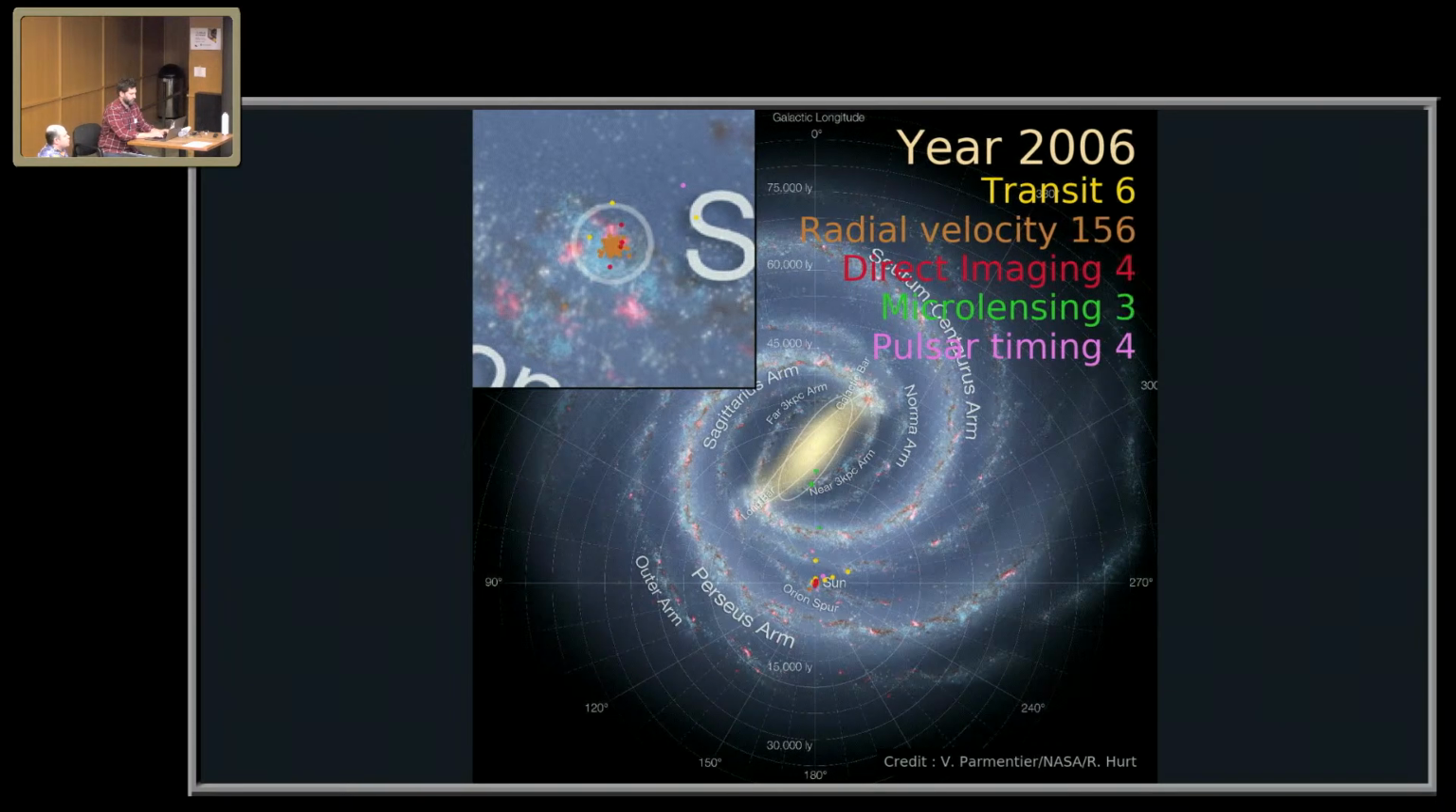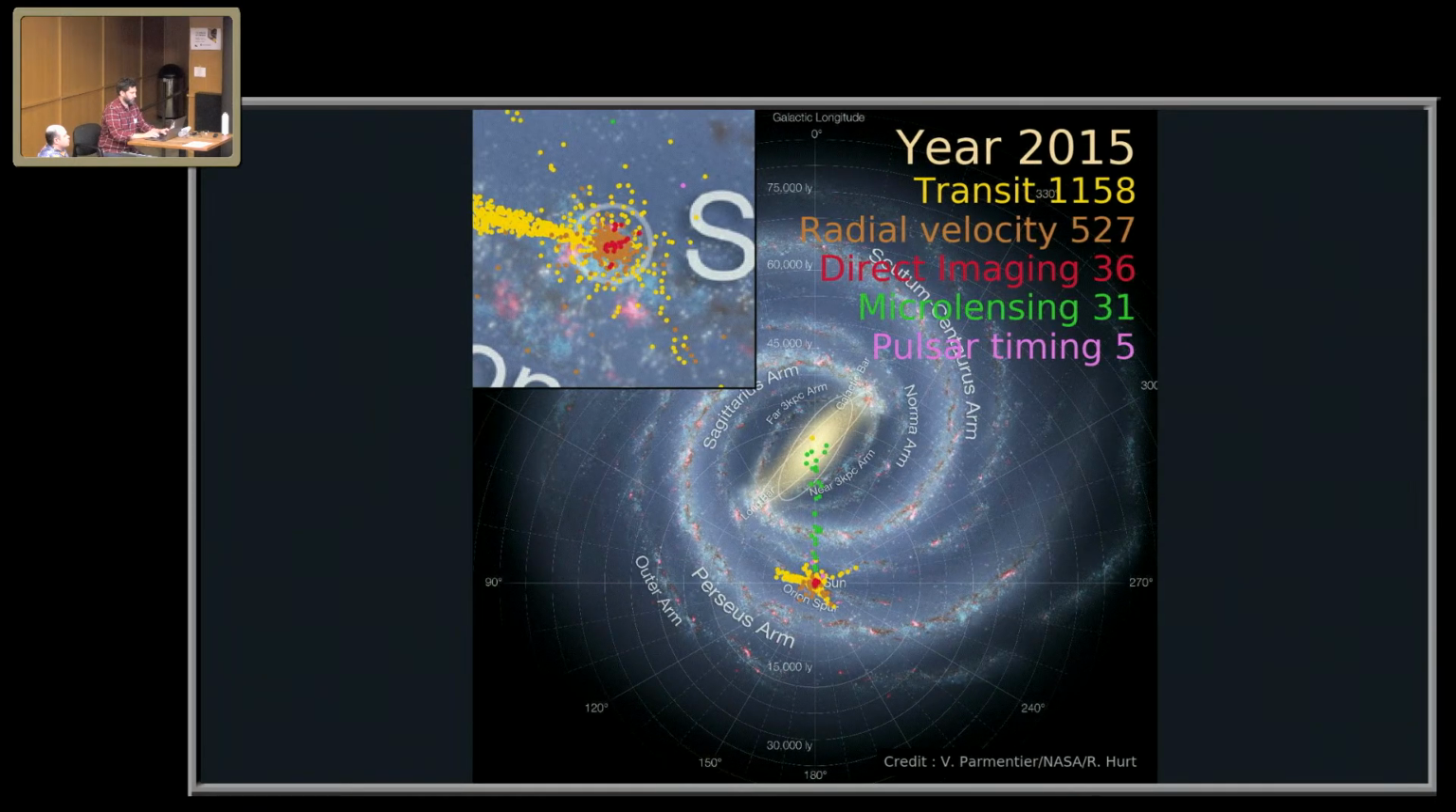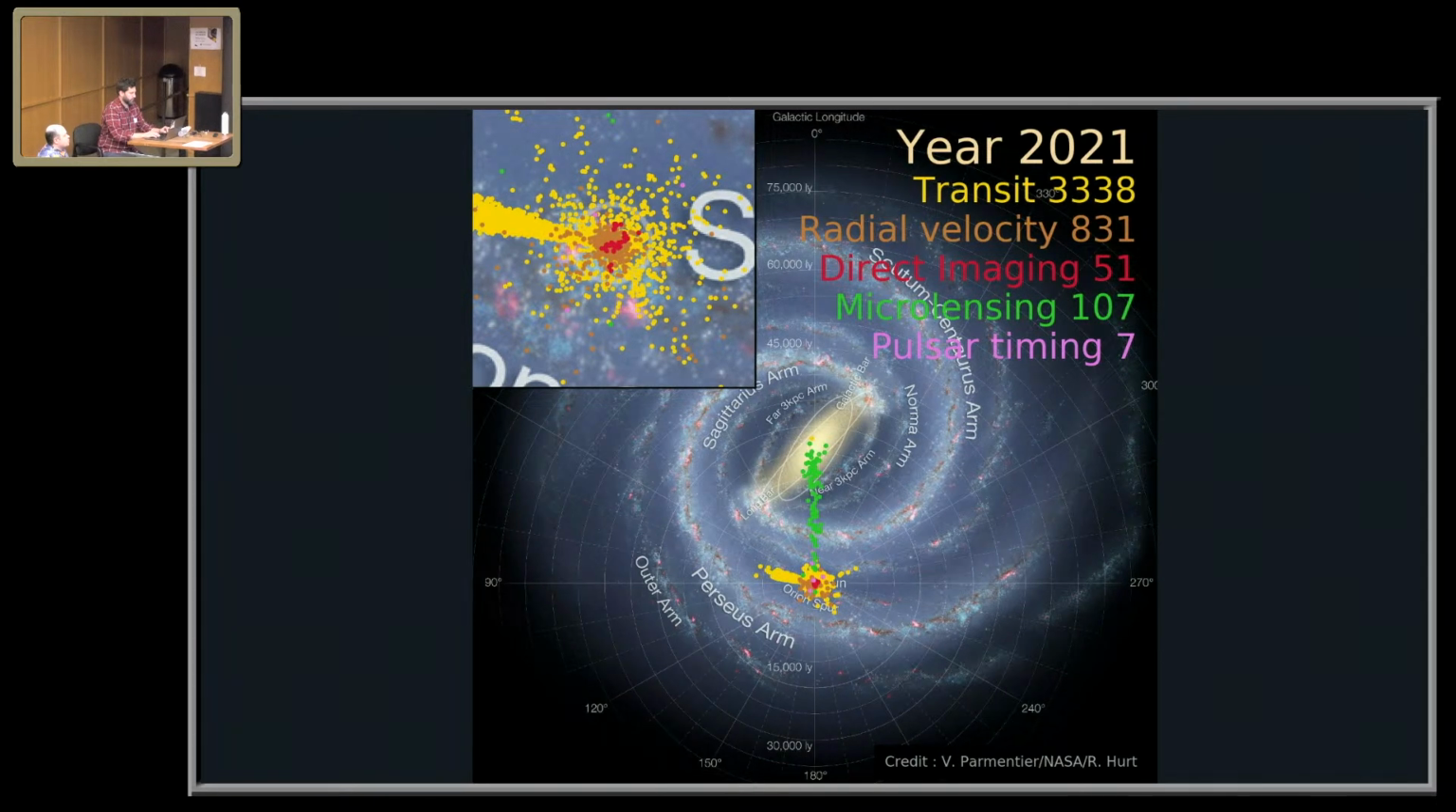Starting in the 90s, many radial velocity planets. You can see the big boom from Kepler for transiting planets. But the green data points, I'll just pause it at 2021. The green data points come from the microlensing detection technique.